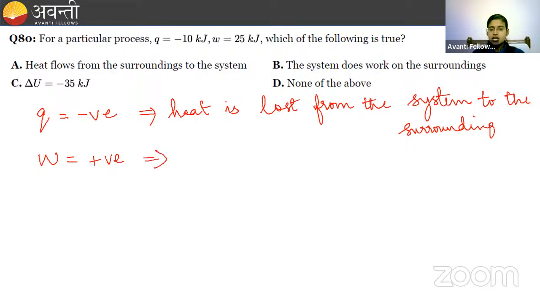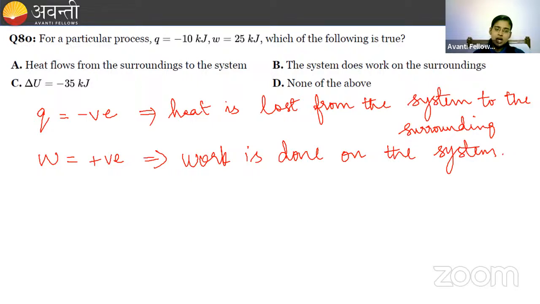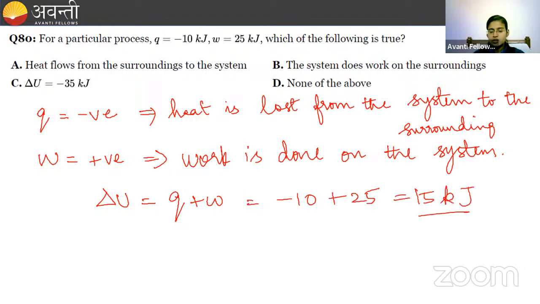Positive means the surrounding is doing the work on the system. Work is done on the system. And from the first law of thermodynamics, we know that delta U is equal to Q plus W. The Q value is minus 10 and the W value is 25. So it is equal to 15 kilojoule. This is the delta U value.